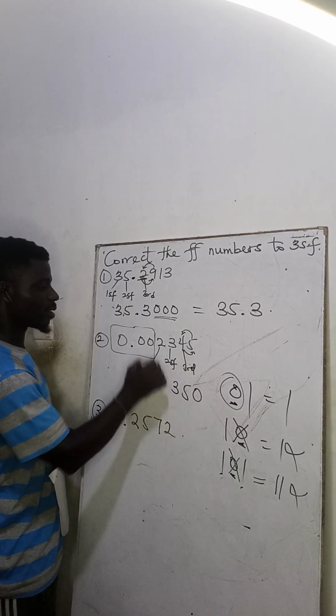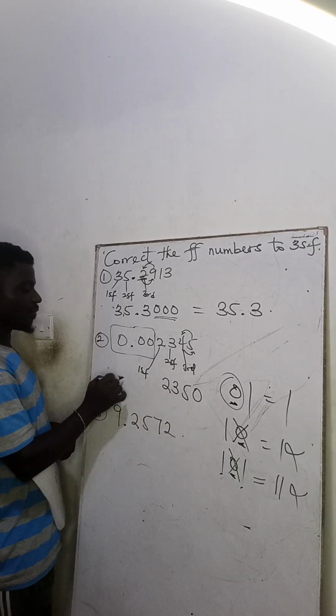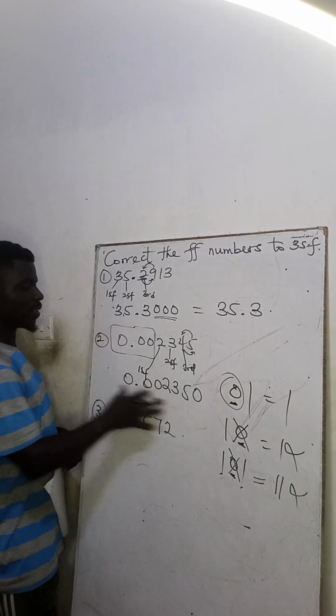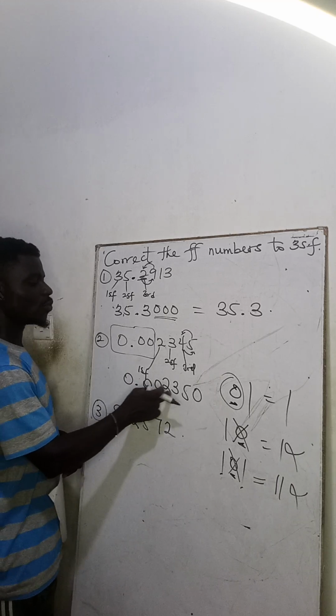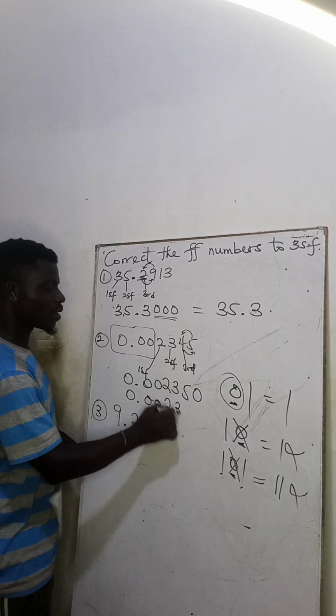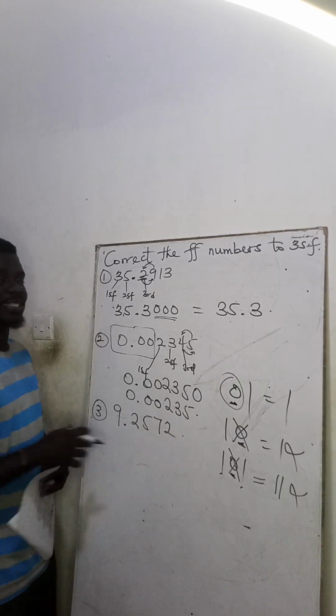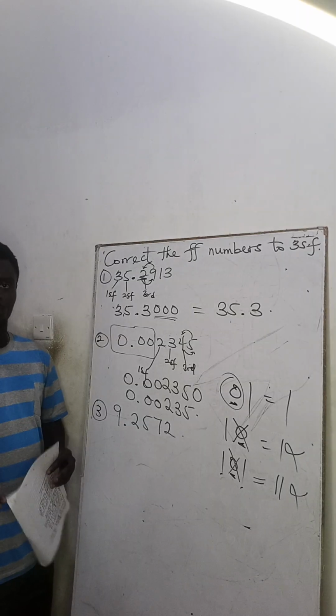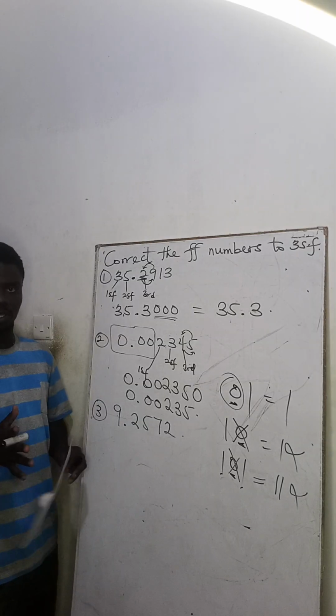Then we still repeat 3, 2. Then we have our 0.00. So 0.002350 can also be written as 0.00235. So you can write it like this. So either this or that, your answer will be correct or will mark you correct.